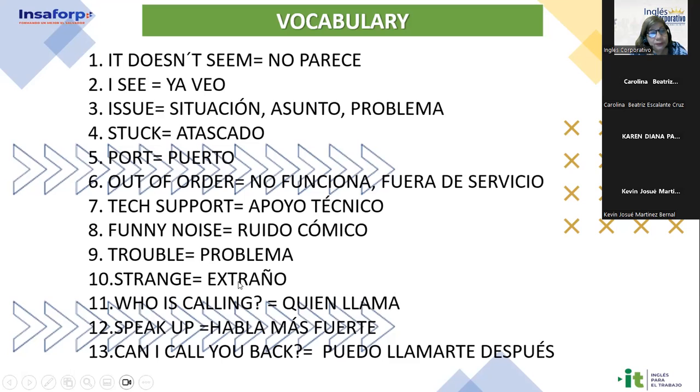Strange. What is strange? Extraño. Can be a person, alguien que no conoce a alguien, dice, ah, es un extraño. He is a stranger. Pero en este caso no es extraño de una persona que no conoce, sino que es algo extraño que pasa del problema. Strange. Who is calling? Okay, the question, ¿quién llama? Speak up. When you say speak up, you say, I don't hear you. Speak up. Hablamos fuerte.